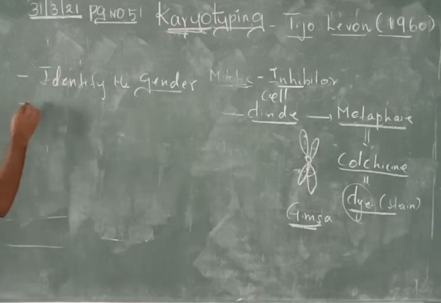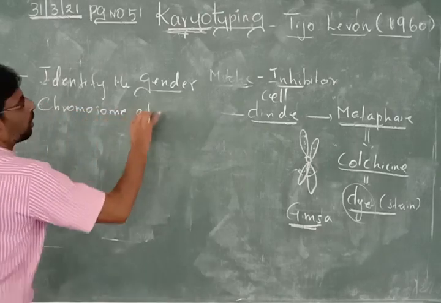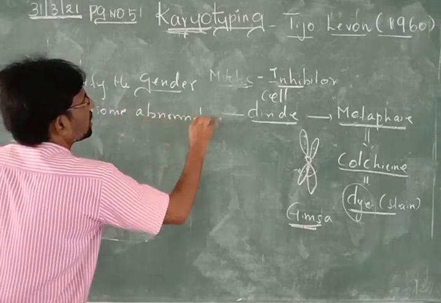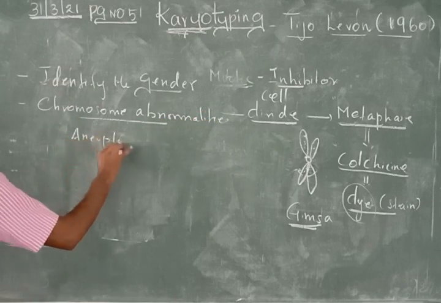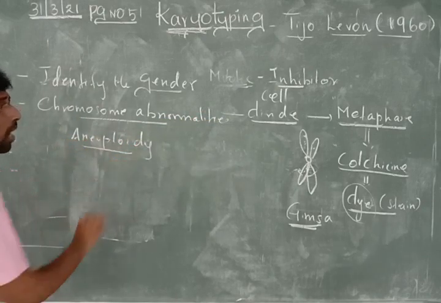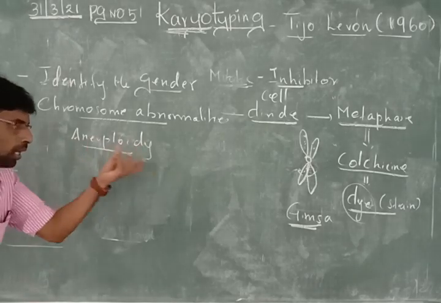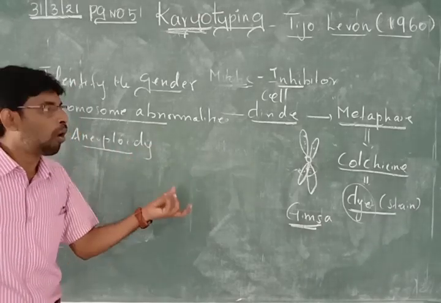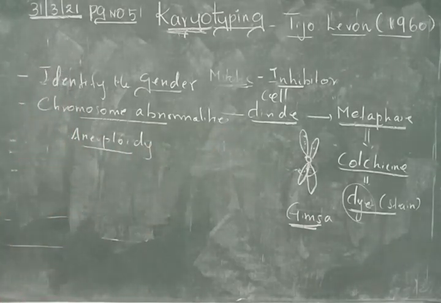And any chromosome abnormalities can be easily identified by this. Chromosome abnormality is otherwise called aneuploidy. Aneuploidy means that when the cell is dividing, the chromosomes are not equally shared. Maybe there is one chromosome less, or one chromosome added more. That is called aneuploidy. So aneuploidy is either loss or gain of chromosomes.